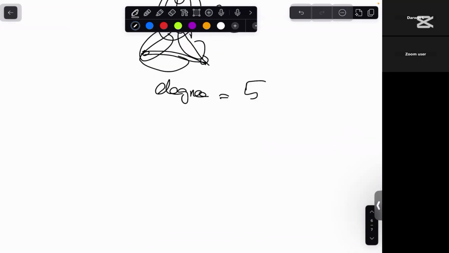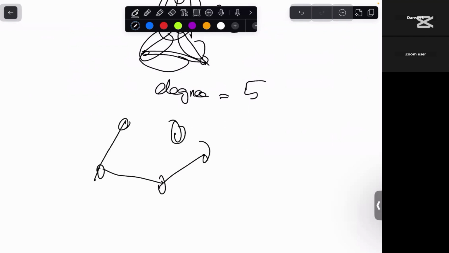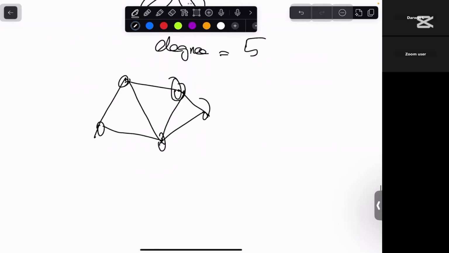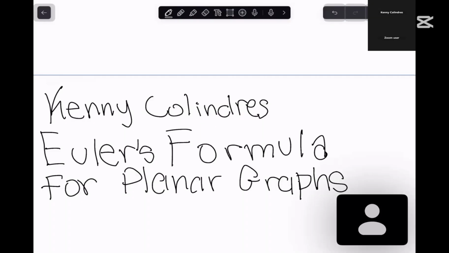Planar graphs are very beneficial in real life for designing road networks, where each city denotes a vertex, and the edges of the graph are the roads crossing them. All right, so moving on, we will study Euler's theorem.